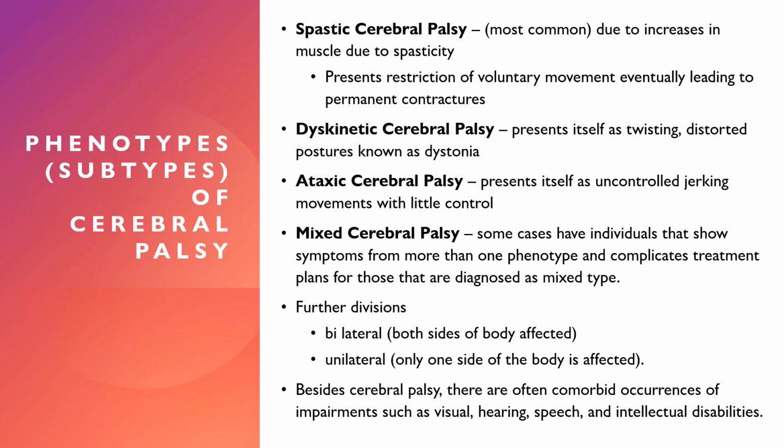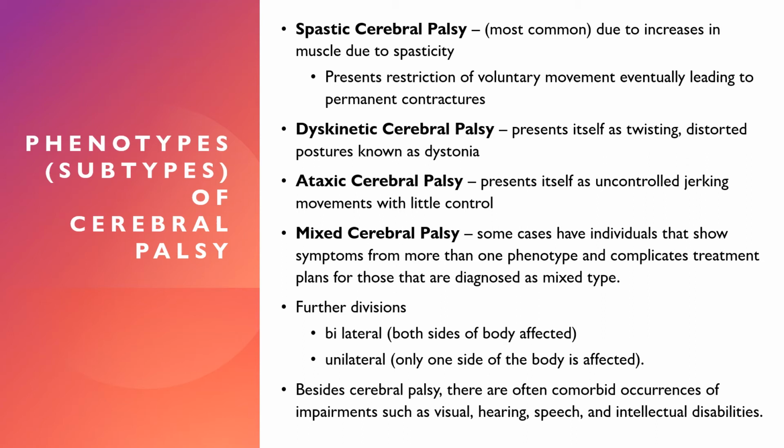From there, when you do see a diagnosis, it may put down further divisions, such as bilateral. They may have spastic cerebral palsy, bilateral, which means both sides of the body are affected. Or it may be unilateral, where only one side of the body is affected.